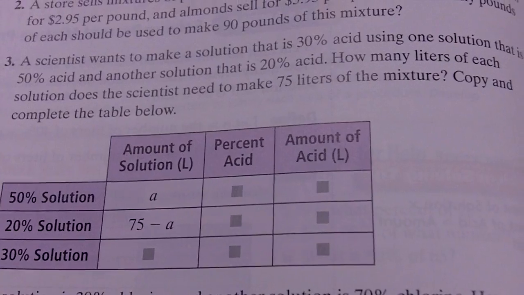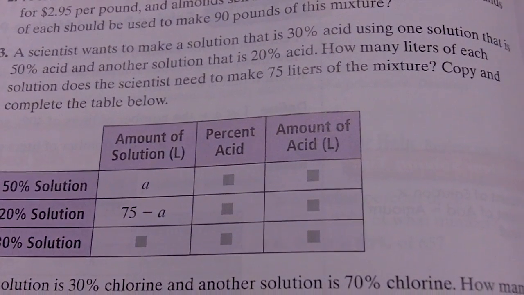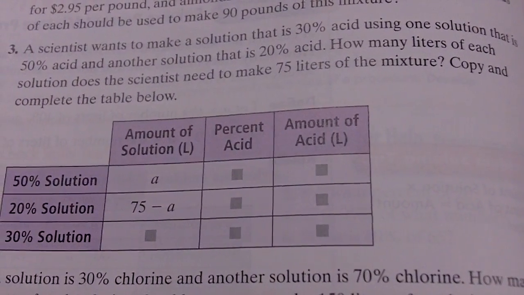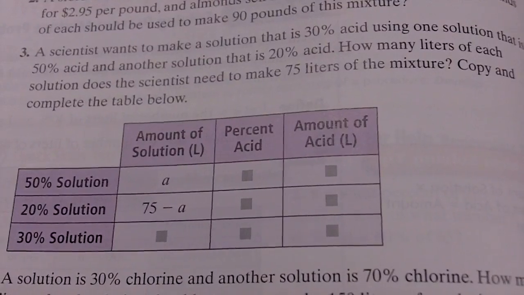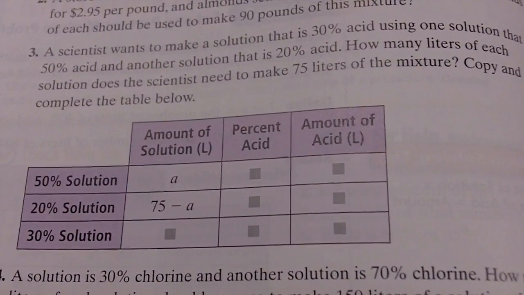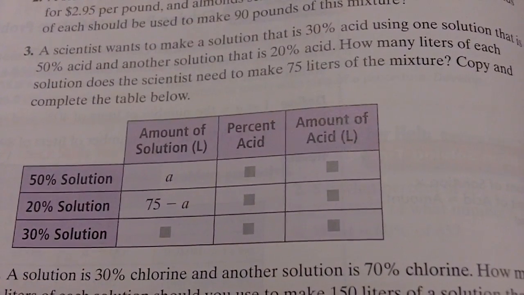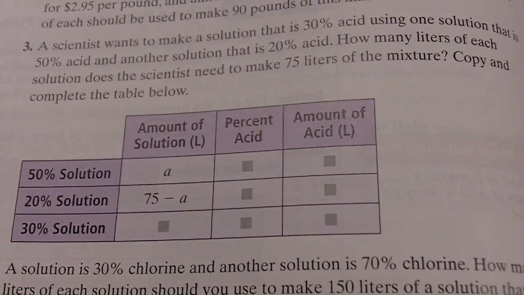A scientist wants to make a solution that is 30% acid using one solution that is 50% acid and another solution that's 20% acid. How many liters of each solution does the scientist need to make 75 liters of the mixture? Copy and complete the table below.